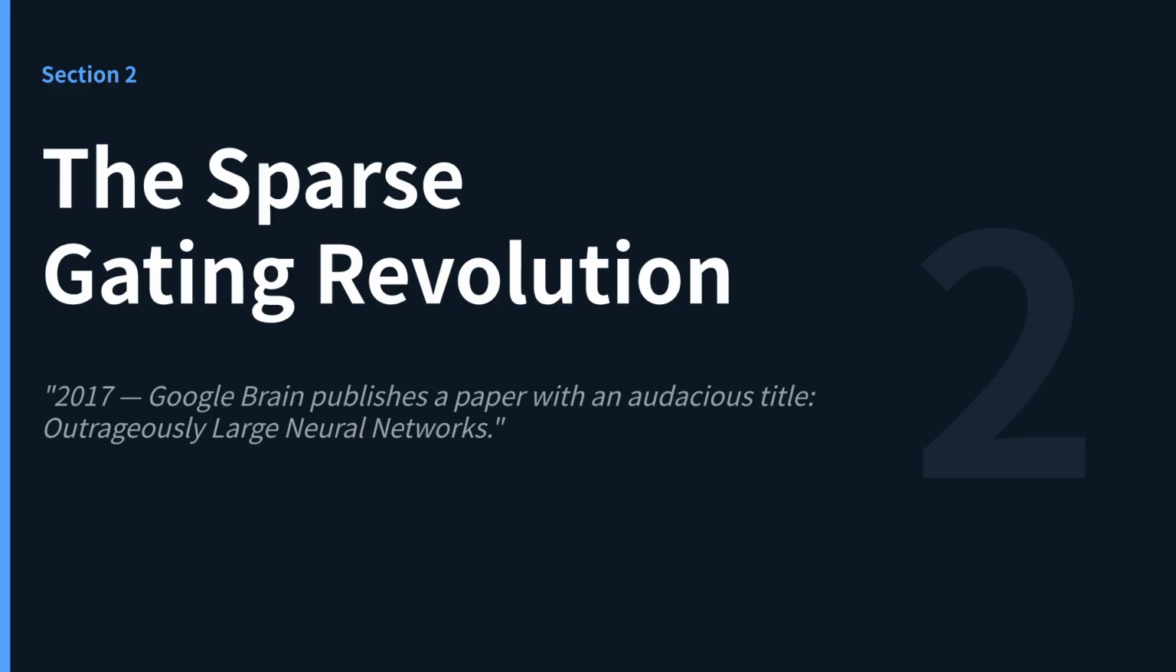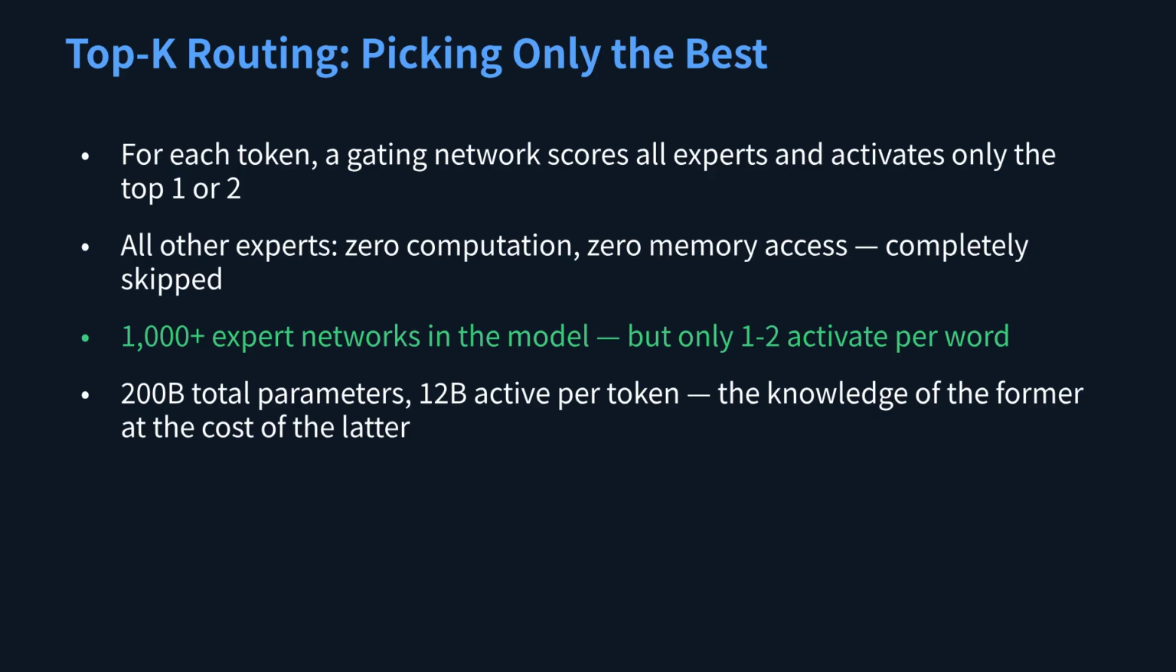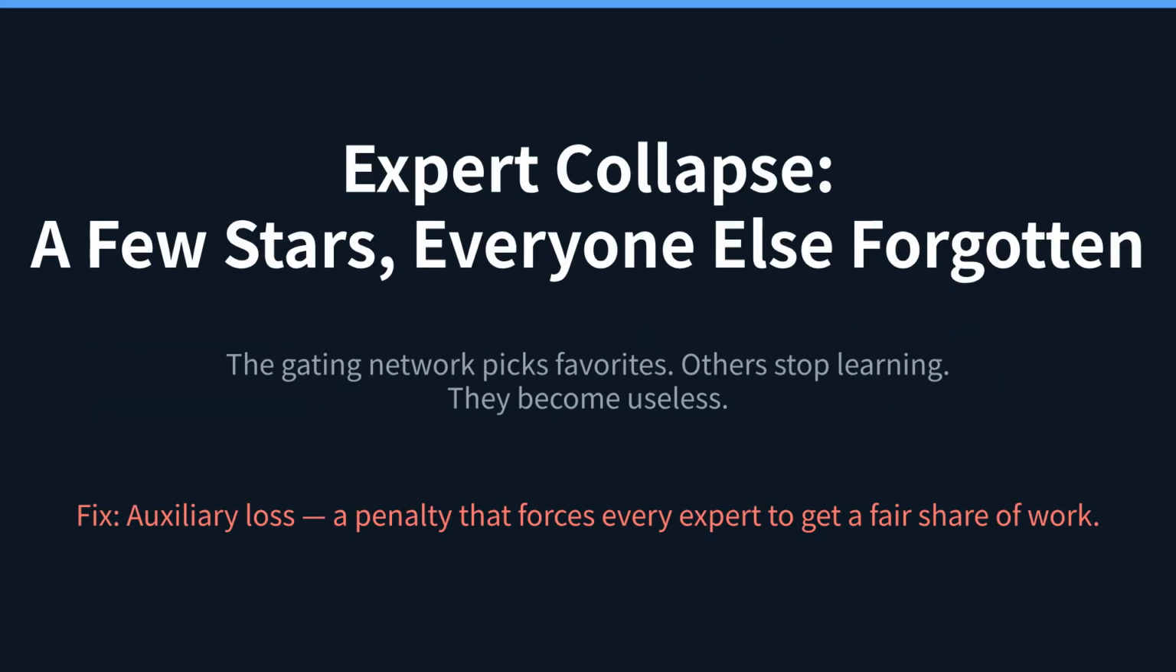The model's total knowledge, stored across all those expert networks, can be enormous. But the actual computation for any single token stays small and fast. The mechanism they used is called top K routing. For each word or token that the model processes, a gating network scores all the available experts and picks only the top 1 or 2. The rest are completely ignored for that particular token. No computation, no memory access, nothing. To give you a sense of the scale, in their original paper, they tested models with over 1,000 expert networks. But for any given word, only 1 or 2 experts would activate. That means you could have a model with 200 billion parameters, but the actual compute budget for each token looks more like a 12 billion parameter model. But there was a catch.